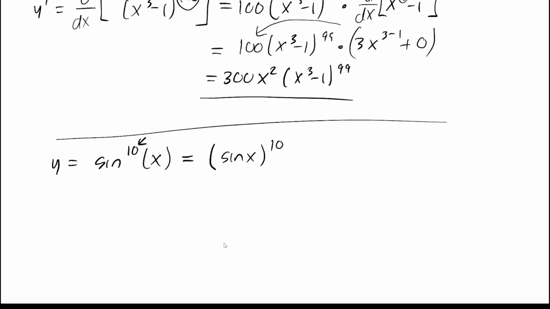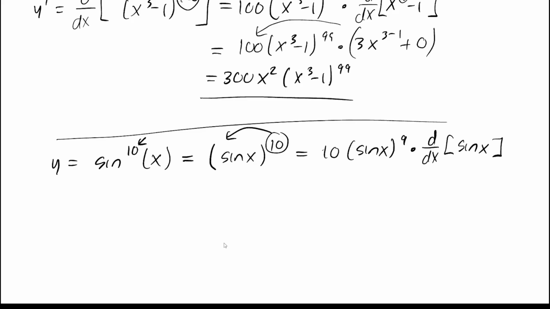Okay. And how do we do that? Well, we use the generalized power rule again. We take the 10, bring it down, we leave the sine alone, and we change the power to a 9, and then we multiply by our adjustment factor. That is the derivative of my inside function, which is sine of x.